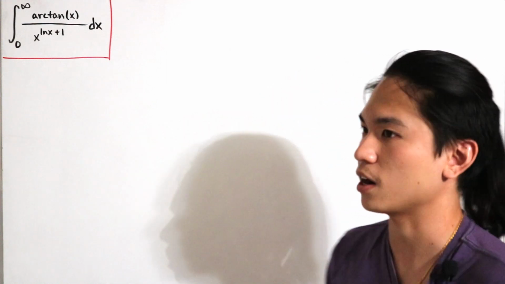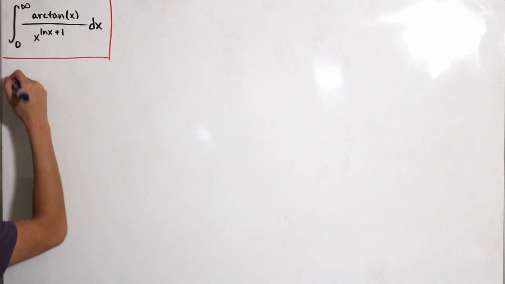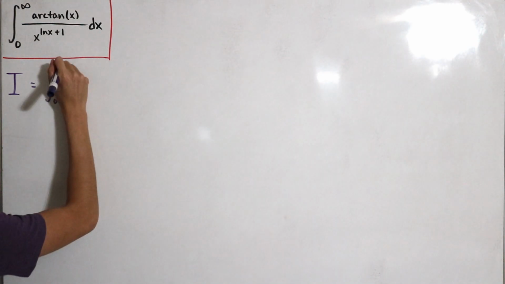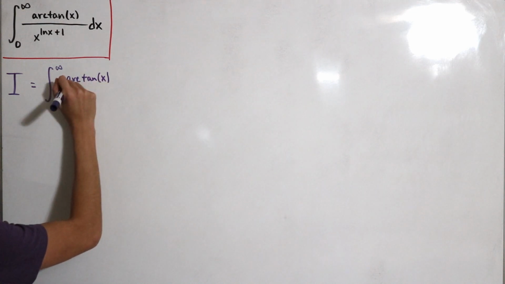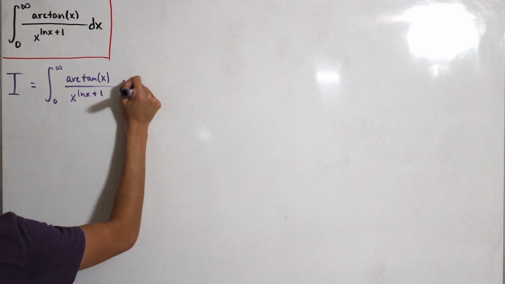So from that, we can get started. Let's start off with our given integral. We'll call this capital I. So I'm just going to write our given: this is arctangent x, over x to the power ln of x plus 1, dx.